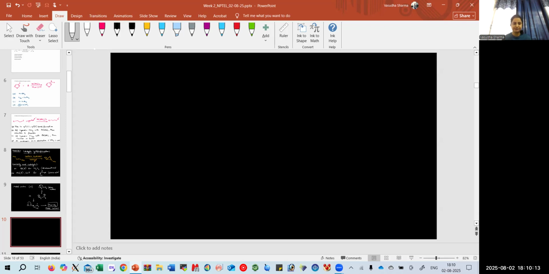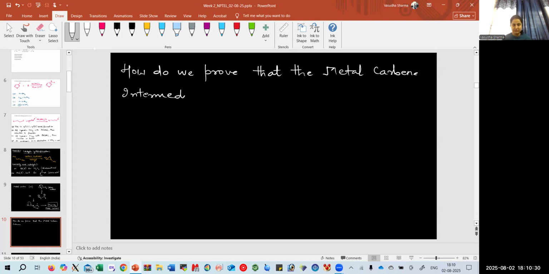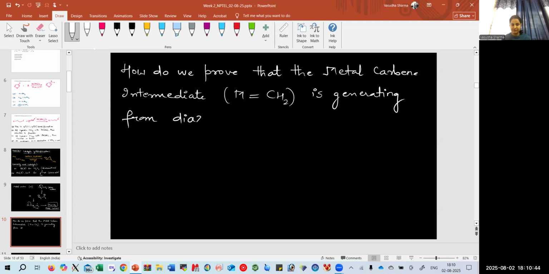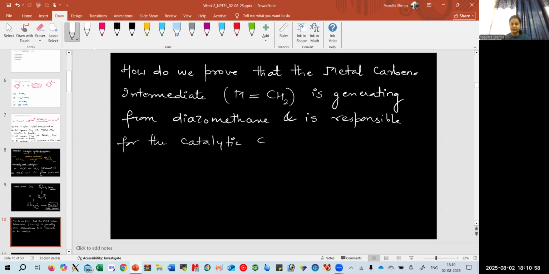So how do we prove that the metal carbene intermediate, which is your M double bond CH2, is actually generated from your diazomethane and is responsible for the reaction, which is the catalytic cyclopropanation? So how do we prove that?